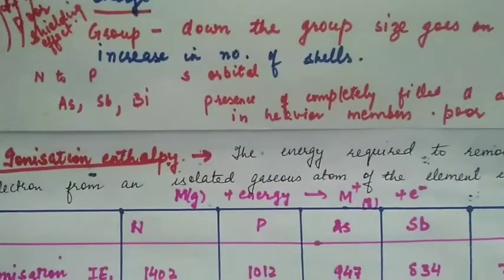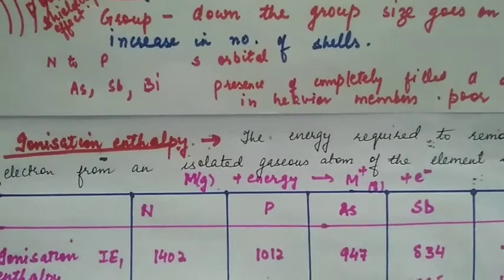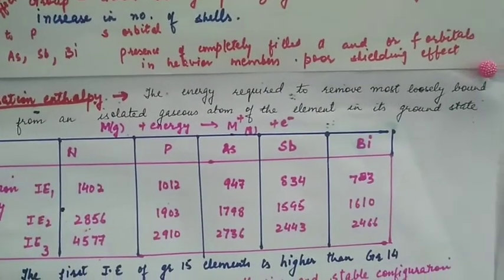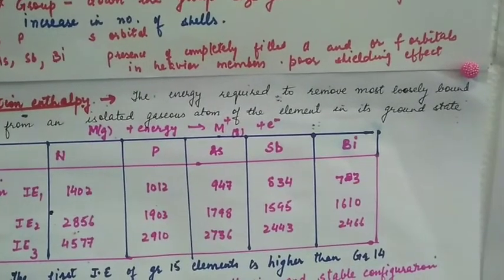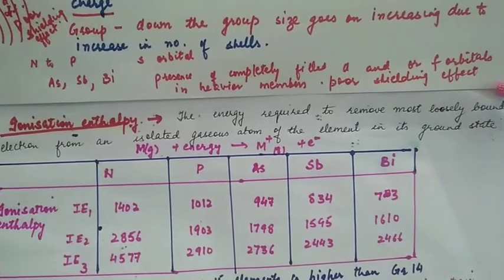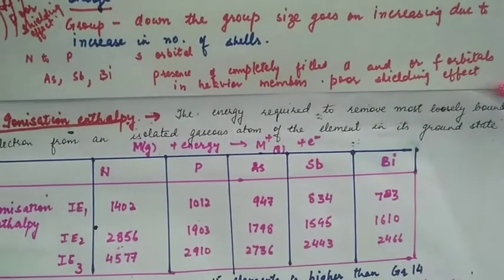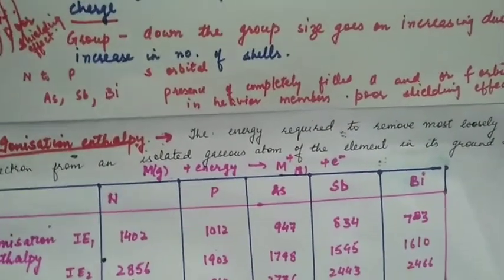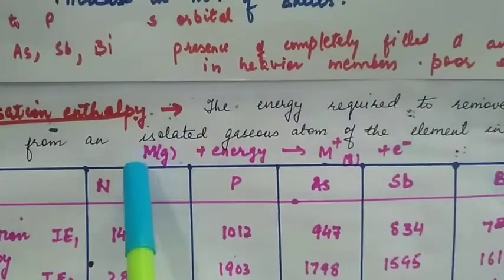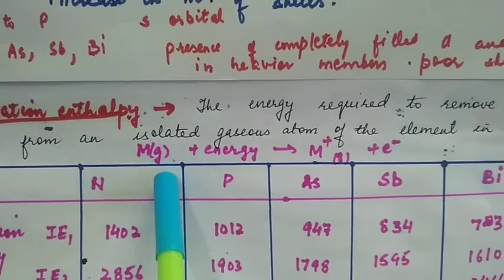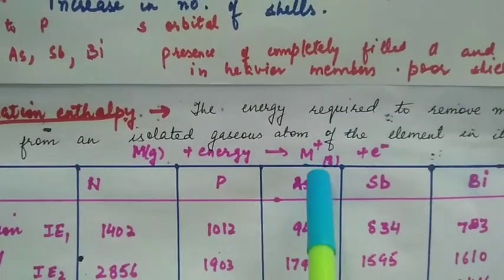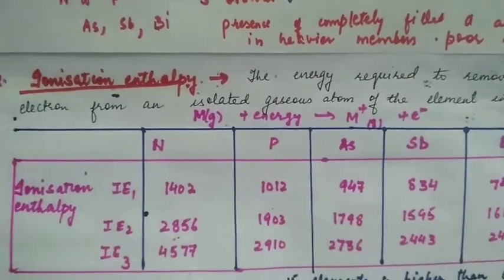Next property is ionization enthalpy. The energy required to remove the most loosely bound electron from an isolated gaseous atom of the element in its ground state is called ionization enthalpy. You give energy to the element M, which is in the gaseous state, it loses its electron and comes into the ionic state, M+, again in the gaseous state.